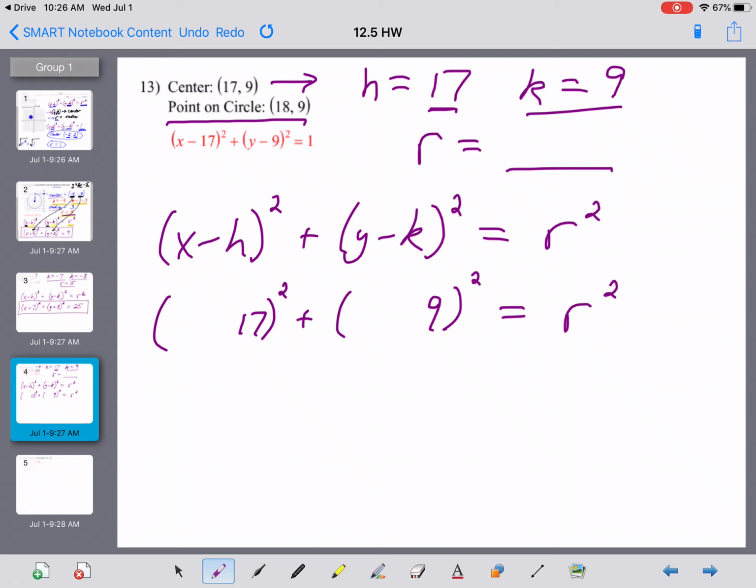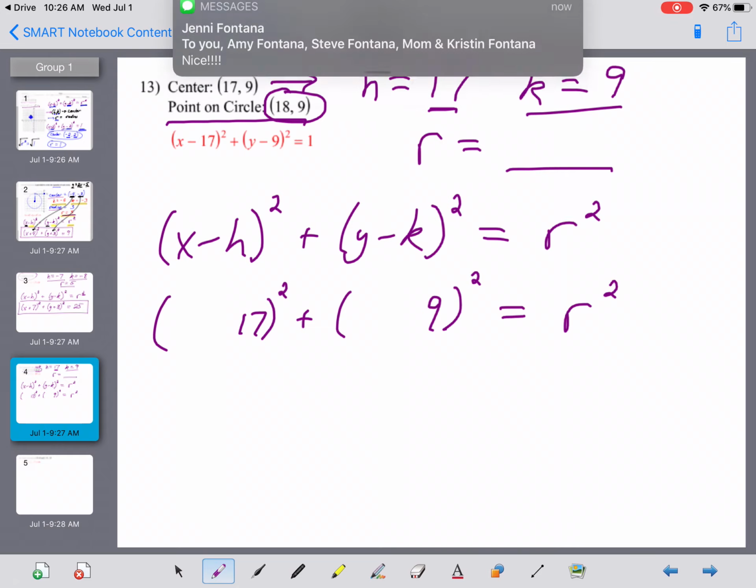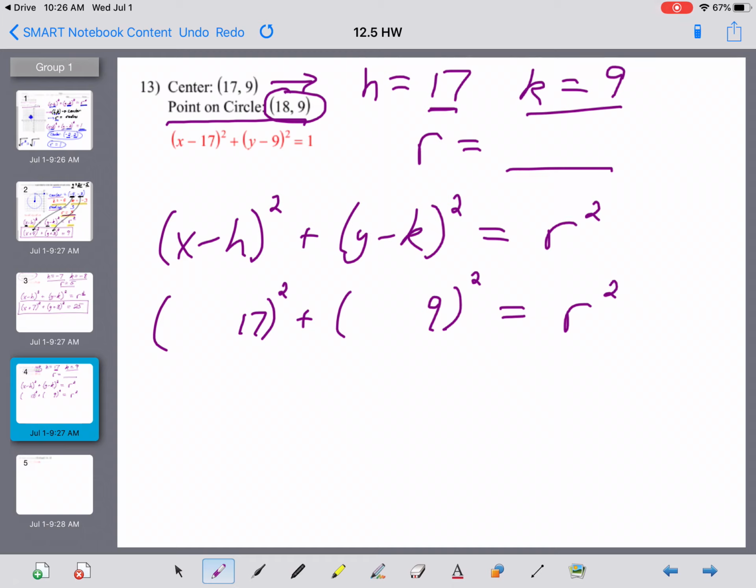The important thing, though, and we haven't gotten a chance to play with this yet, is that these two numbers right here, 18 and 9, those are the x and y coordinates of a point that's located on the circle. You can use those temporarily to put in as values for this x right here and this y right here. So for a point on the circle, our x value is 18. So that's going to be (18 − 17)².